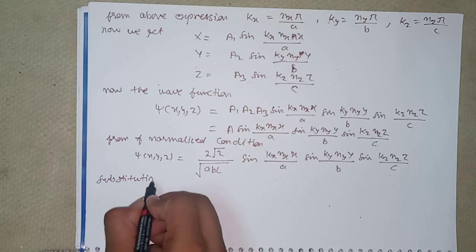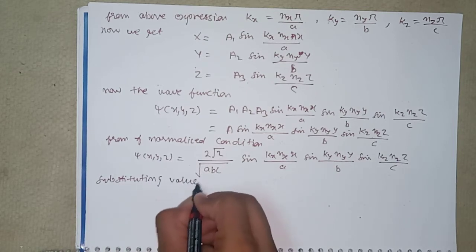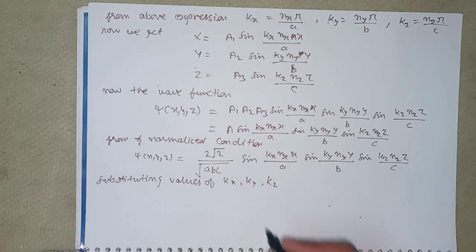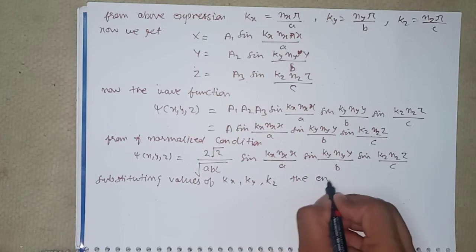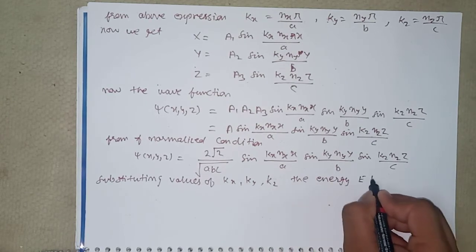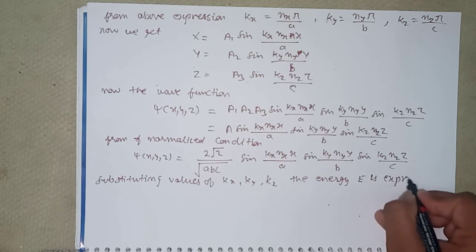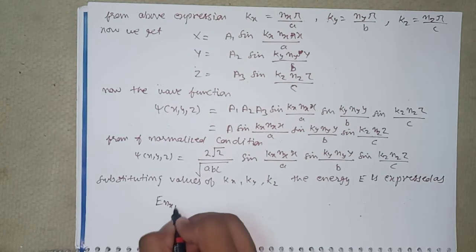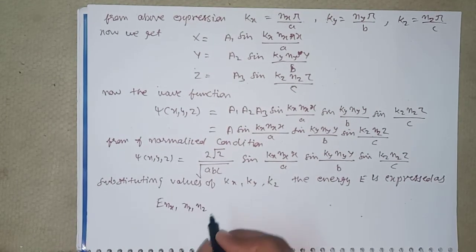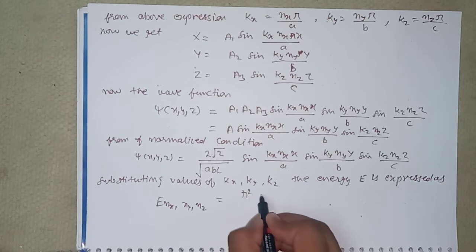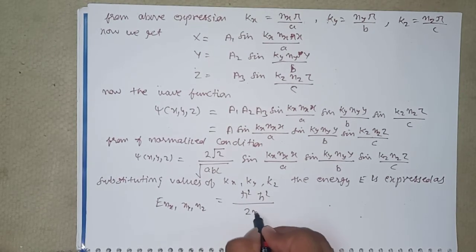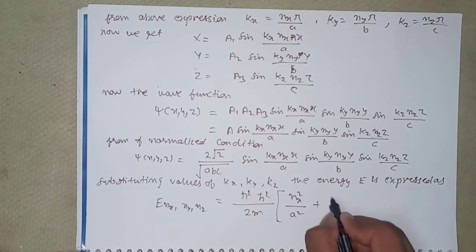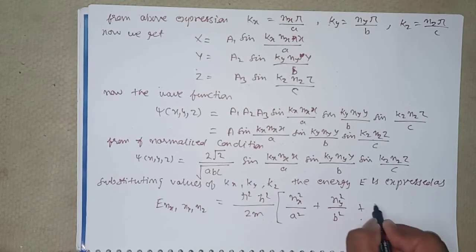Substituting the values of kx, ky and kz, the energy E is expressed as E nx ny nz is equal to pi square h cut square upon 2m bracket nx square by a square plus ny square by b square plus nz square by c square bracket close.